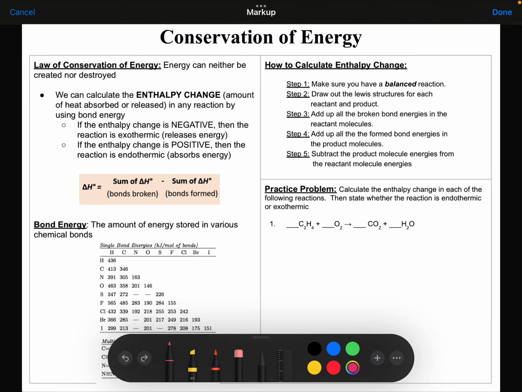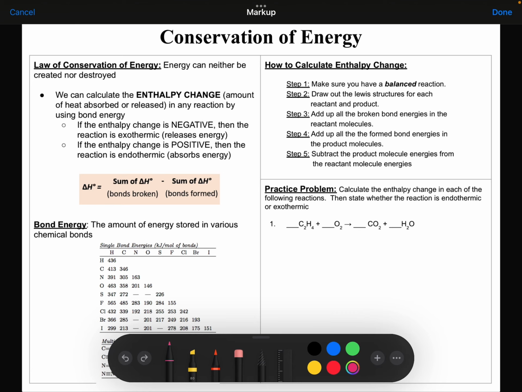Everyone, this is going to be your note set for conservation of energy and how we can calculate enthalpy change using bond energy. So we have gone over the law of conservation of mass before. We talked about that all throughout the stoichiometry unit, that matter can neither be created nor destroyed, only rearranged. The law of conservation of energy is very similar. Energy can neither be created nor destroyed.